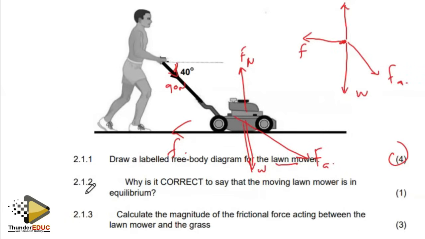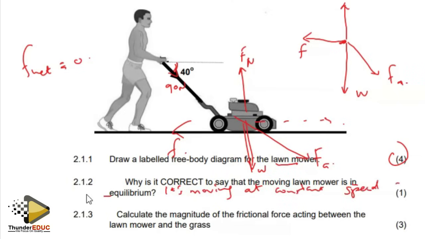Then 2.1.2, why is it correct to say that the moving lawnmower is in equilibrium? This is for 1 mark. So we could say that it's in equilibrium because the lawnmower is moving at a constant speed. And for as long as the speed is constant, the net force is 0. The left-hand side is equal to the right-hand side. The force being applied, which is just a component, should be equal to the frictional force. Moving at a constant speed, thus the acceleration is 0.